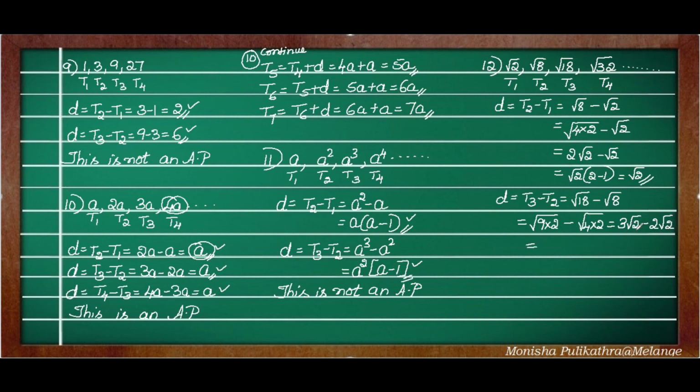Next, we have to take the common term. Here root 2 is common. When we take root 2 common, the remaining will be 3 minus 2. So what is 3 minus 2? 3 minus 2 is 1. 1 into root 2 is root 2 itself. So here again we got root 2 as common difference. So let us check the next term also.